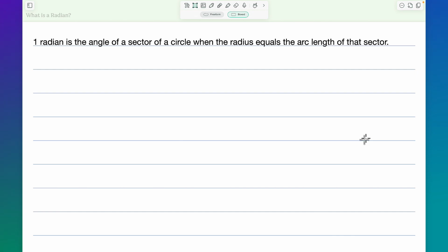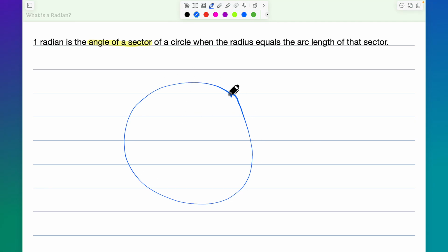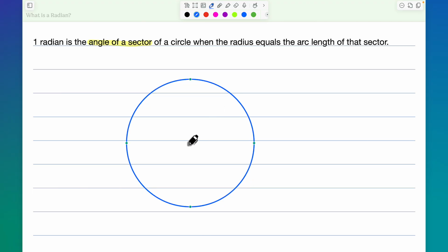Before we talk about the radian, let's talk about a couple of things that we've mentioned in this definition: the angle of a sector of a circle. So what is a sector of a circle? Let's say, for example, you have this circle here, and any circle has a radius, so we're going to draw from the center, which goes from the center to your circumference.